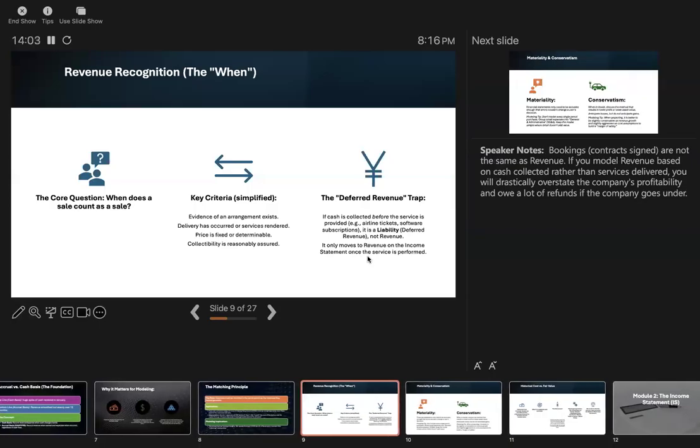Here we have revenue recognition, which basically is the when. When do you recognize revenue? So when does a sale count as a sale? We look at the key criteria. Evidence of an arrangement exists. So if there is an arrangement or an agreement, and you are able to demonstrate that this agreement exists, that's the first thing. Secondly, delivery has occurred or services rendered.